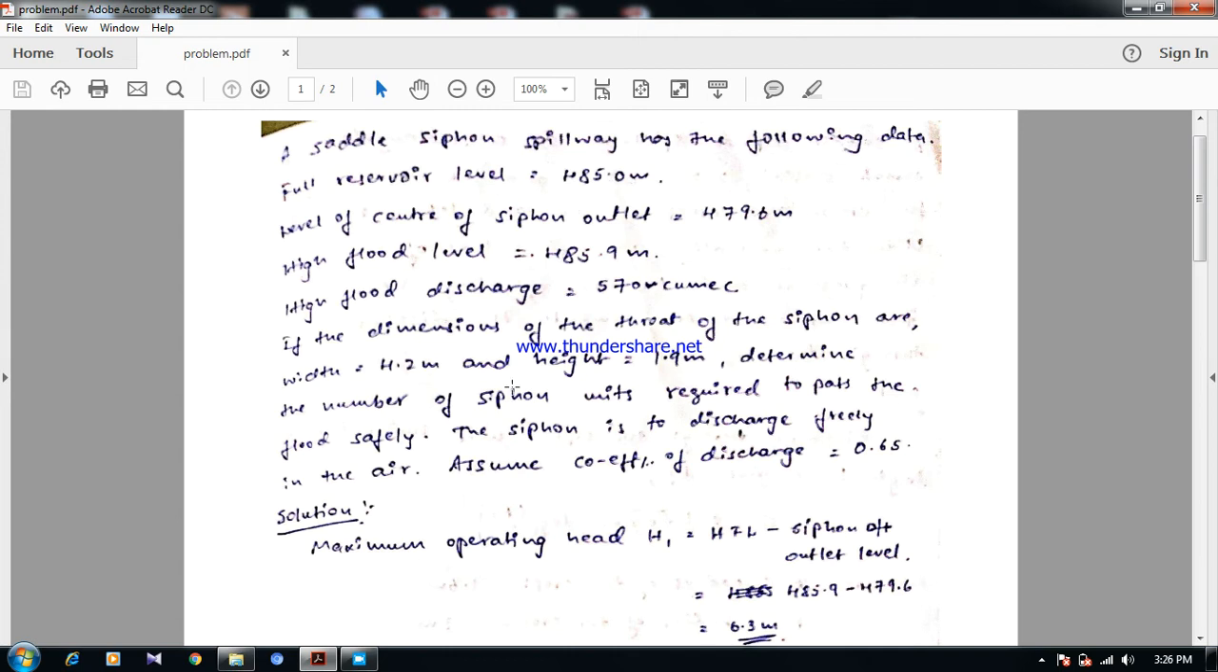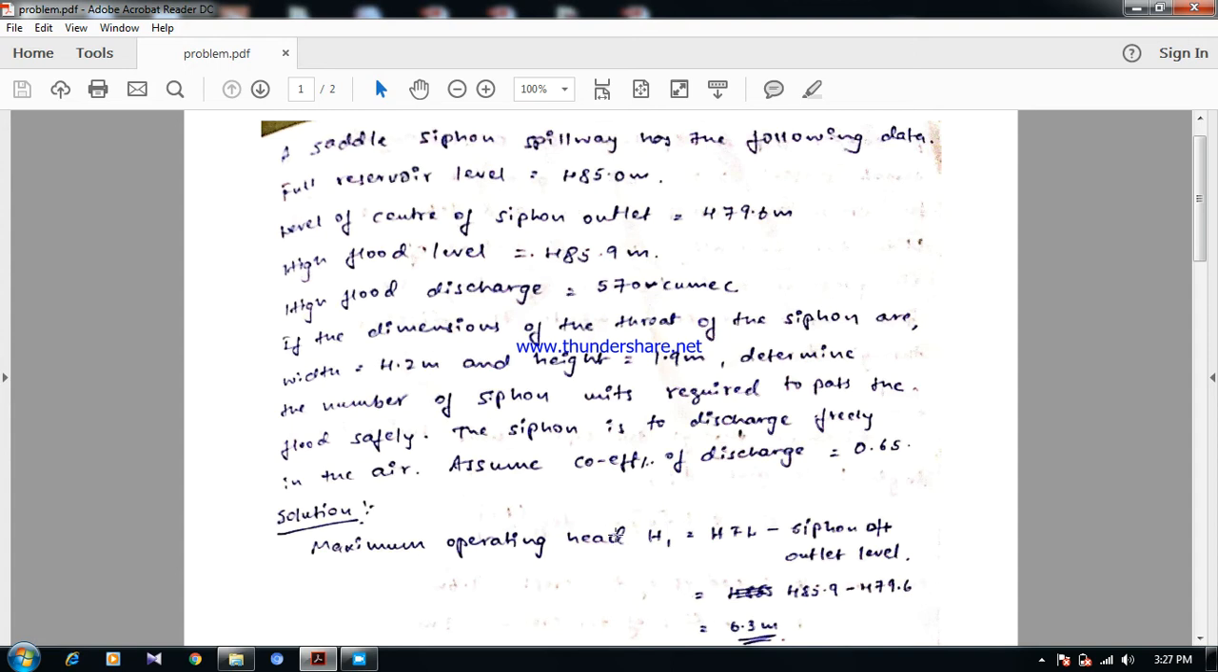In this problem, we need to determine the number of siphon units required to pass the 570 cubic of discharge. For that, the dimensions of the siphon are given, that is the width is 4.2 meter and height is 1.9 meter. And other data like level of center of siphon outlet and high flood level is given to calculate the maximum operating head.